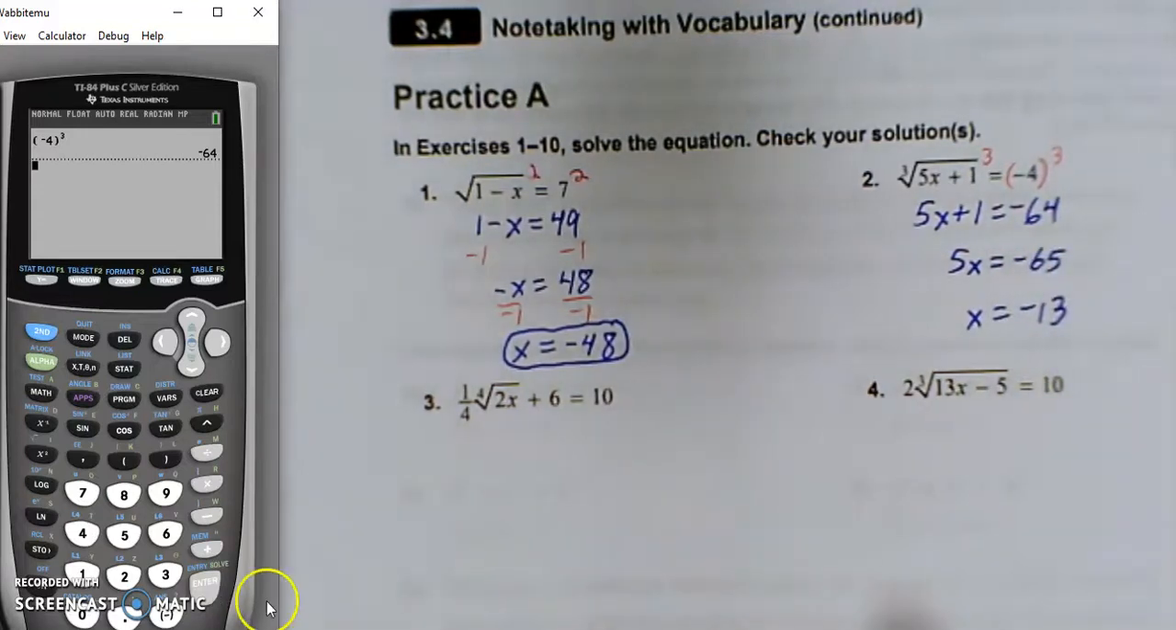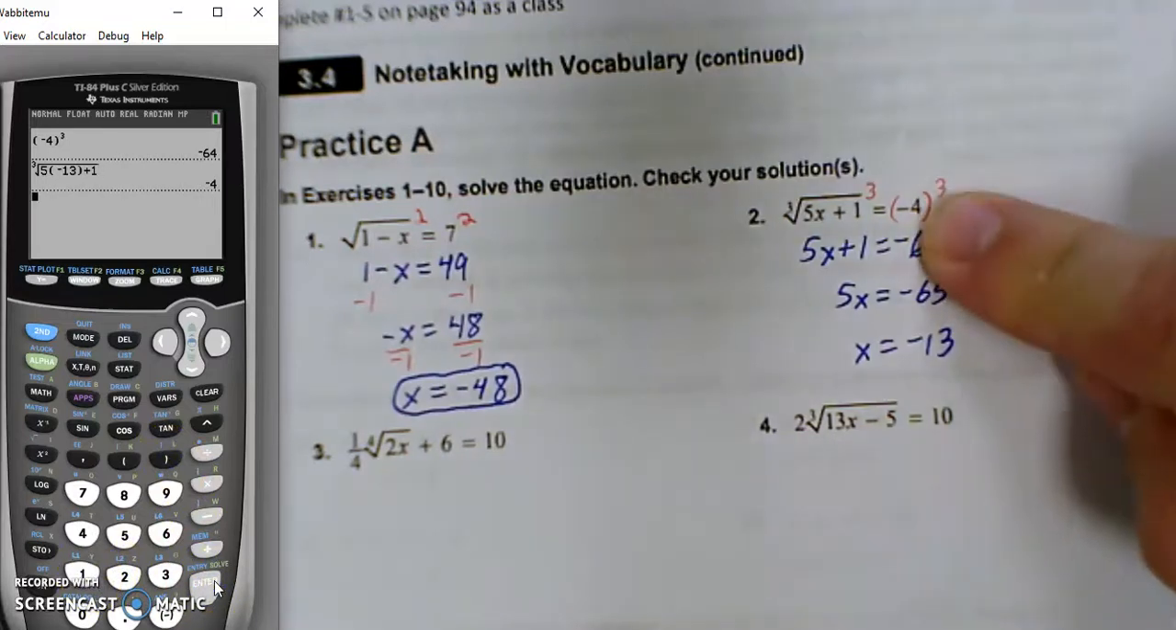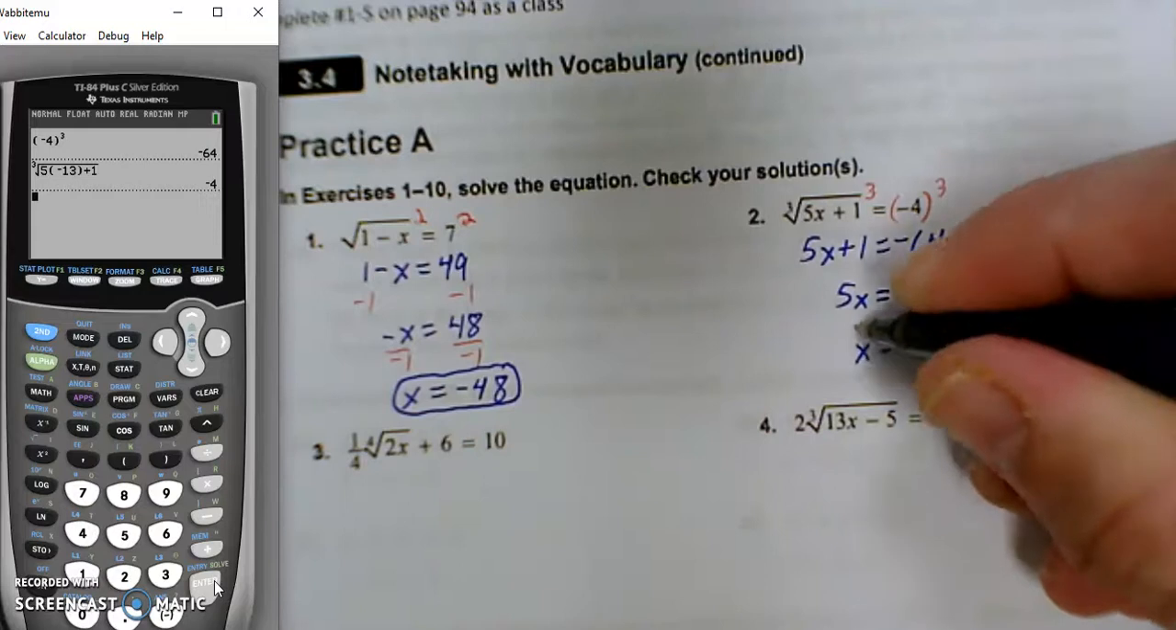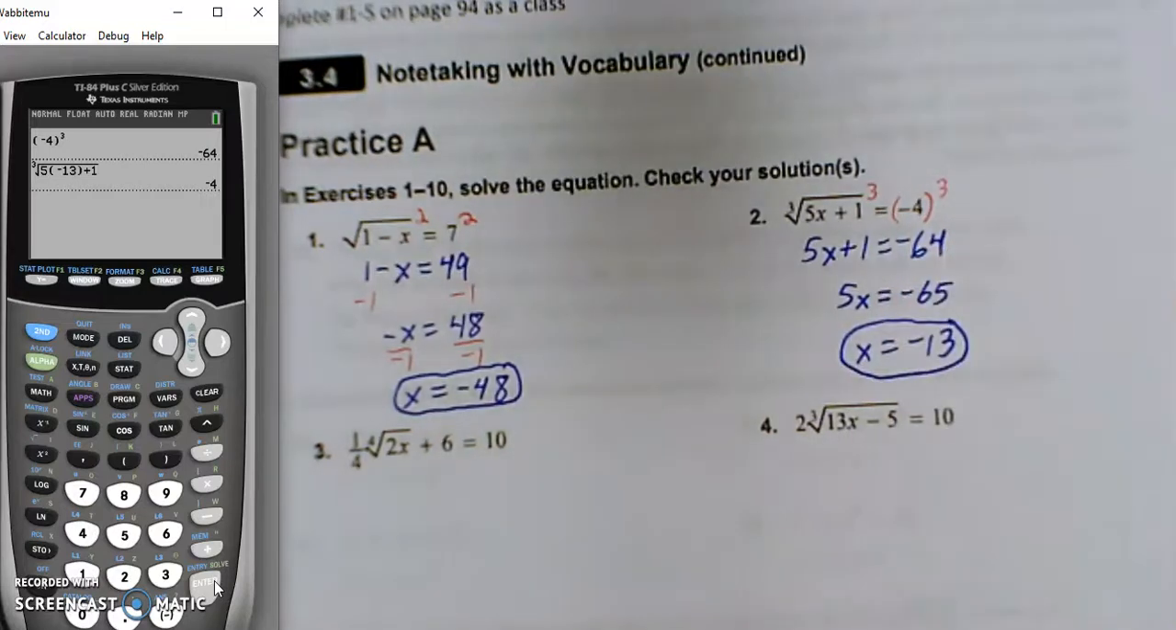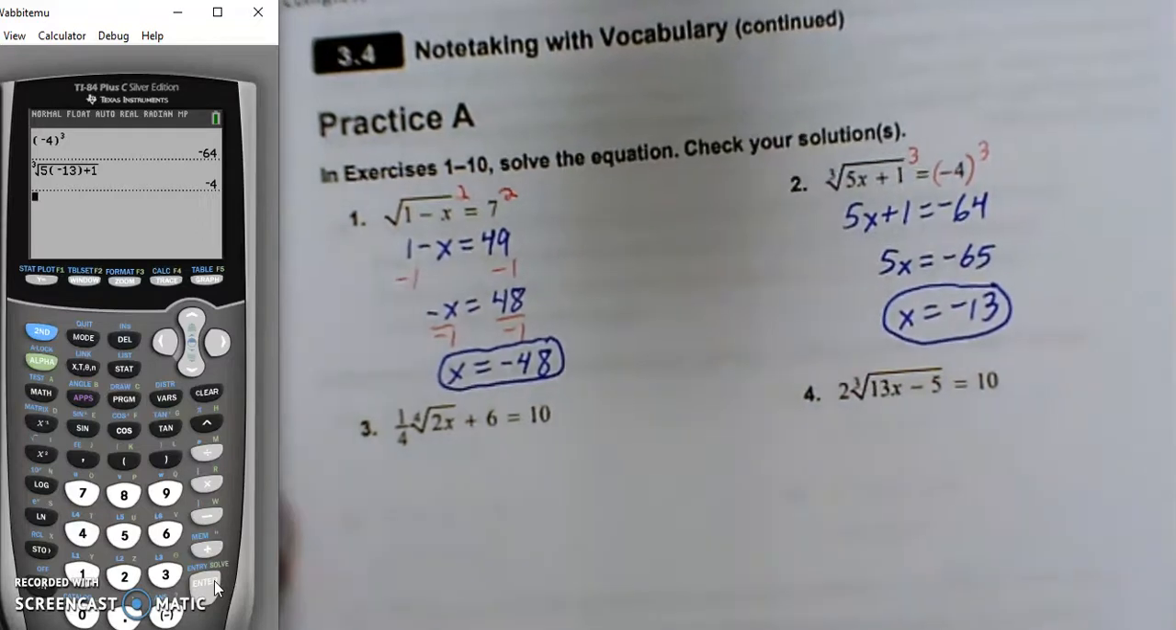Yet again, we do need to check these answers. So I'm going to hit the math key, go down to cube root of 5 times negative 13 plus 1, and hit enter. And I'm going to get negative 4, just like I should have. This is a good answer. If ever it's not, it's an extraneous answer, and you do not include it as part of your solution set. If it's the only one you got, you would say no solution.